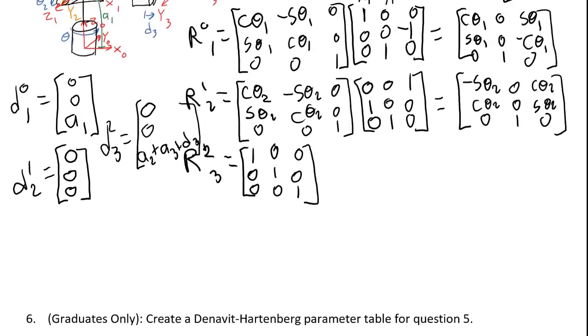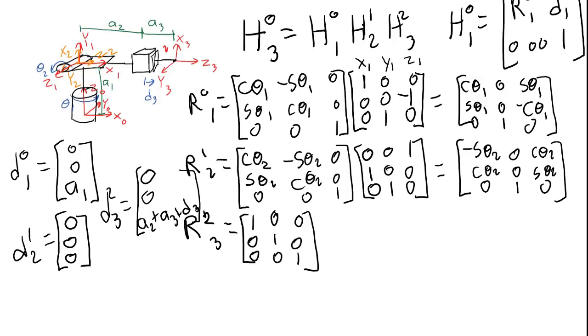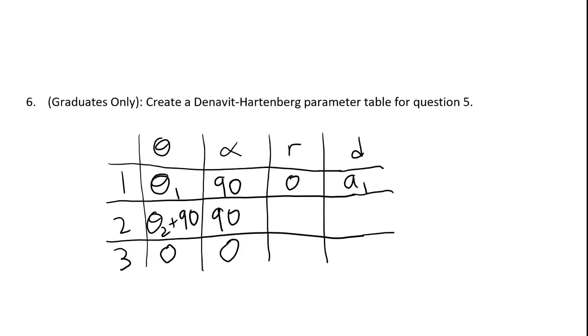Let's do the second row. The center of frame 1 and the center of frame 2 are exactly lined up. That means that there is no displacement between the centers of these frames in any direction. I can fill in 0 for both r and d here.